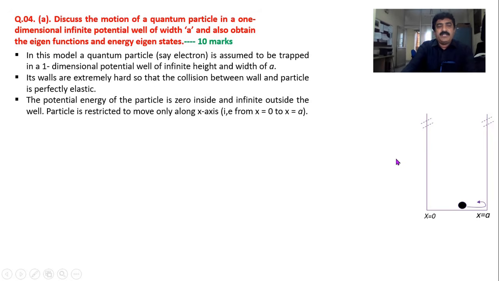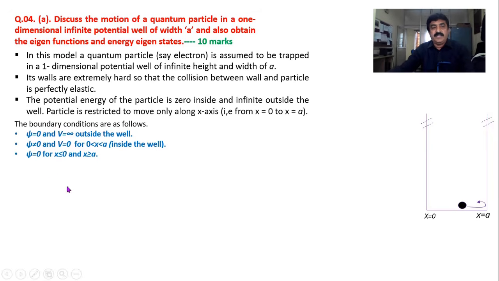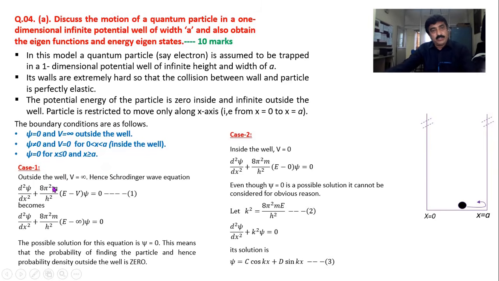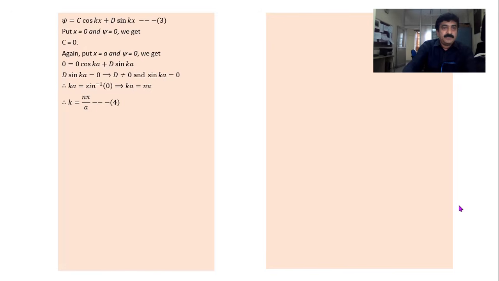I have explained the boundary conditions. Look at this. These are the boundary conditions. There are two cases, case 1 and case 2. Case 2 is more important than case 1. In case 1, we take the particle to be outside; in case 2, we consider inside. Outside there is no particle, potential is infinity. Inside the particle is there, potential is 0. All these steps will come. Just pause the video, note down the steps.